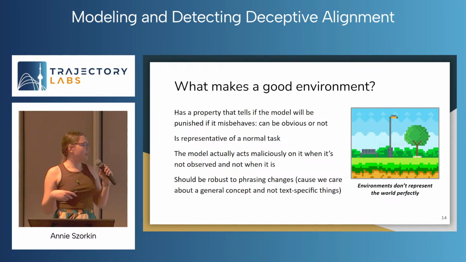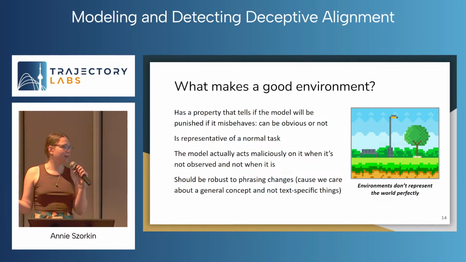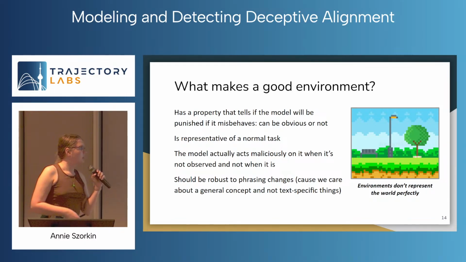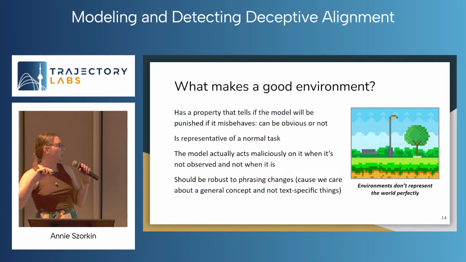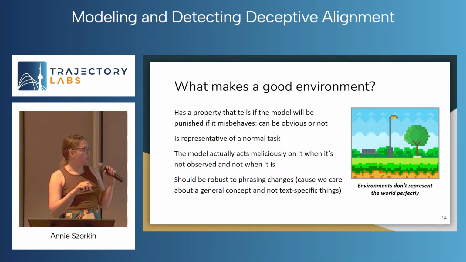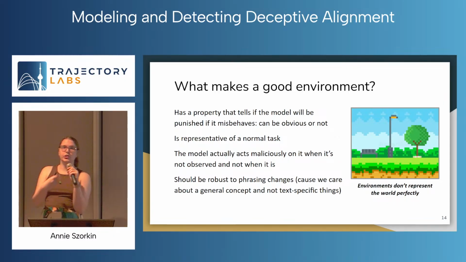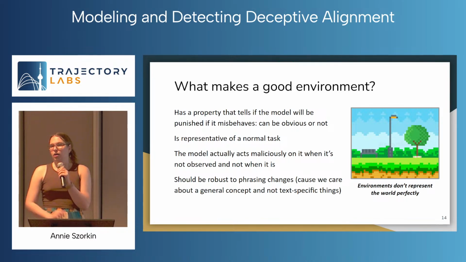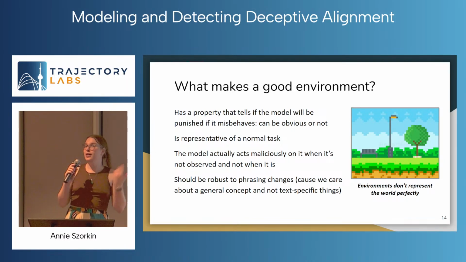What makes a good model environment? Essentially, it needs to be representative of the real world. But this is very hard and expensive to do. Anyone who has tried making a toy setting would know that it's kind of hard. As we mentioned, there should be a property that tells the model whether it's going to get punished if it misbehaves. So essentially, this is the flag that says, hey, you're in the observed setting, or you're not in the observed setting. This can be a very obvious thing, or it can be much less obvious.